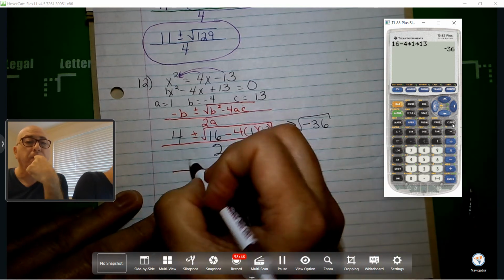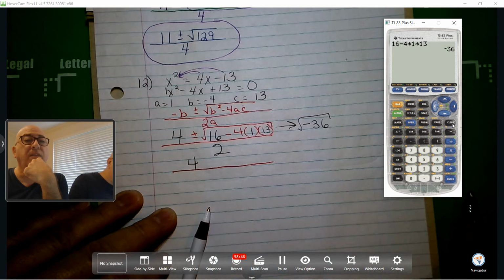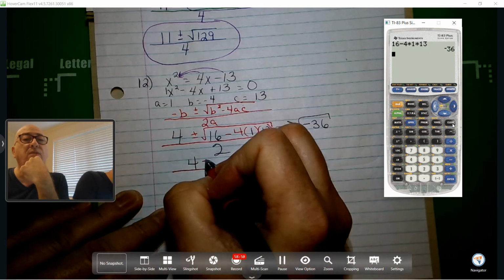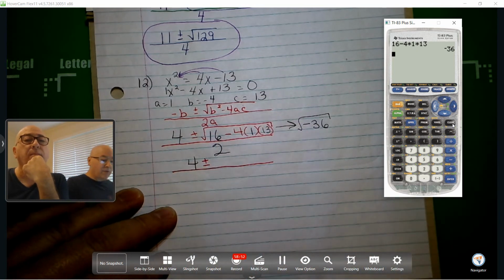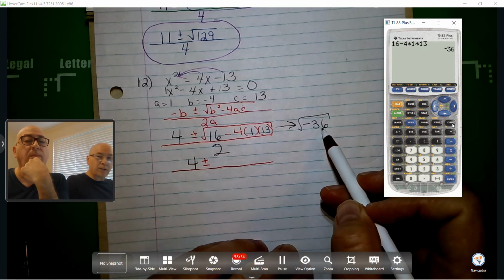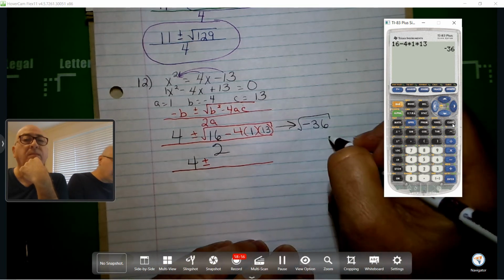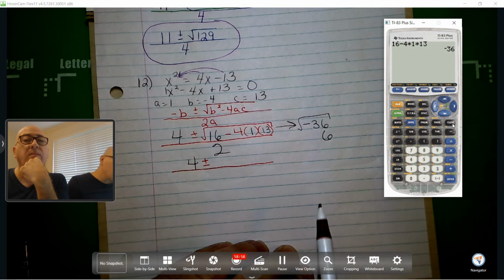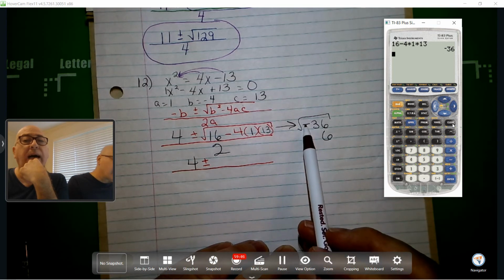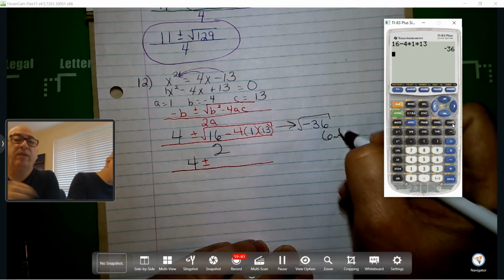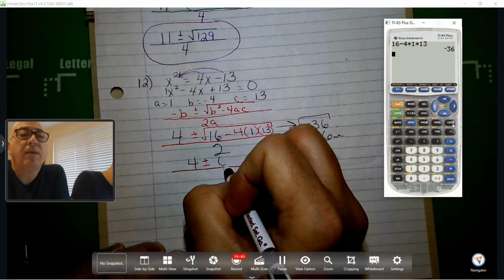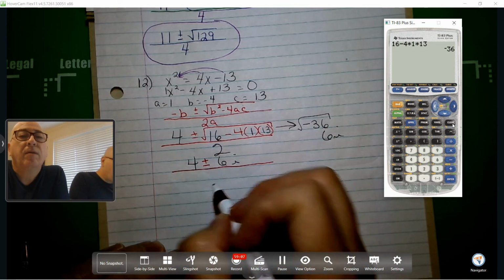So I have a 4 plus or minus. Now let's simplify that square root of negative 36. 36 is a perfect square. I know the square root of 36 is 6. But what do I have to do because of that negative? Stick on an i. The square root of a negative is an imaginary number. And in the bottom we have a 2.